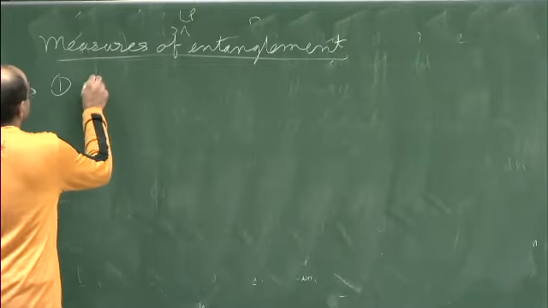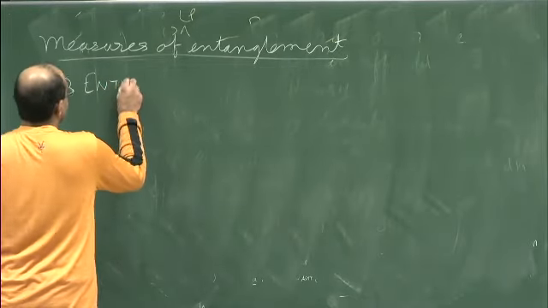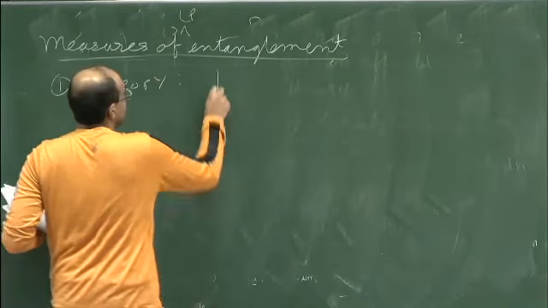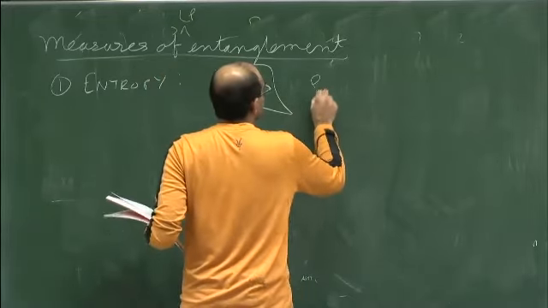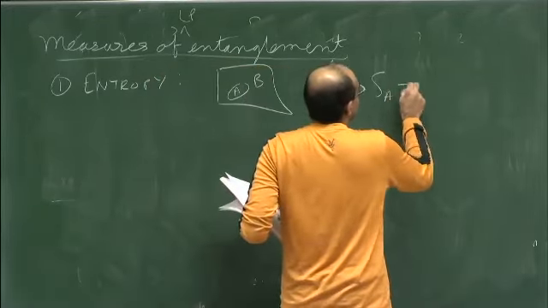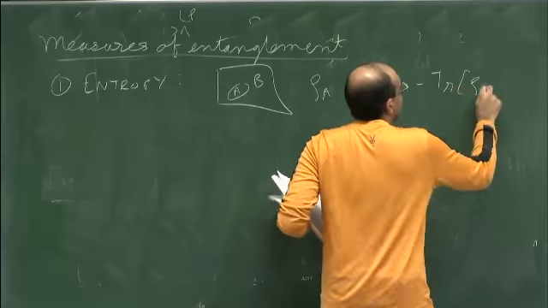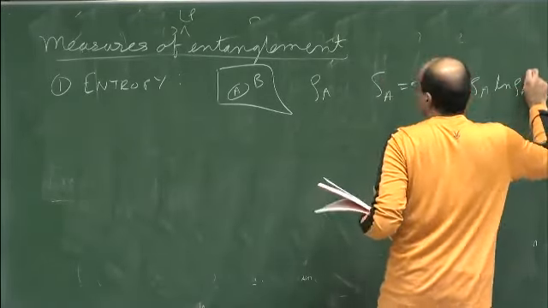So one measure of entanglement that you already know, which I'll remind you, is the entropy. I have a system A, a system B, and I have the reduced density matrix rho A, and the entropy is minus trace rho A log rho A. This we're all familiar with.